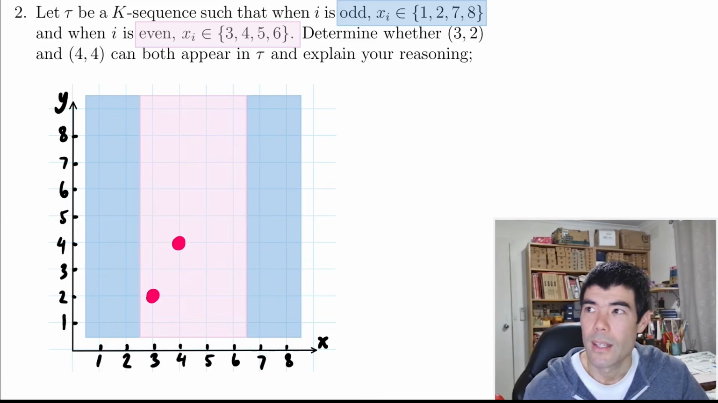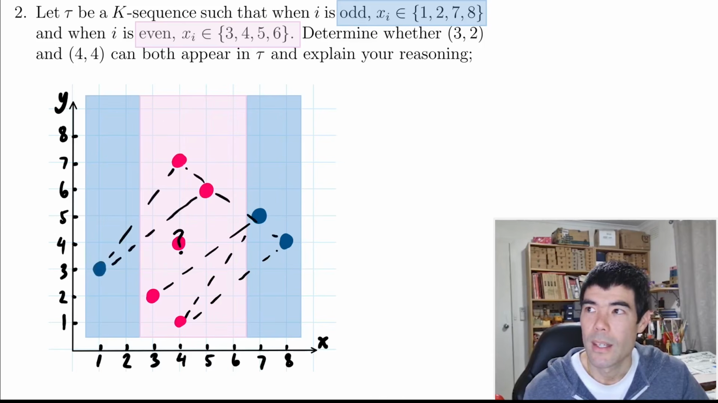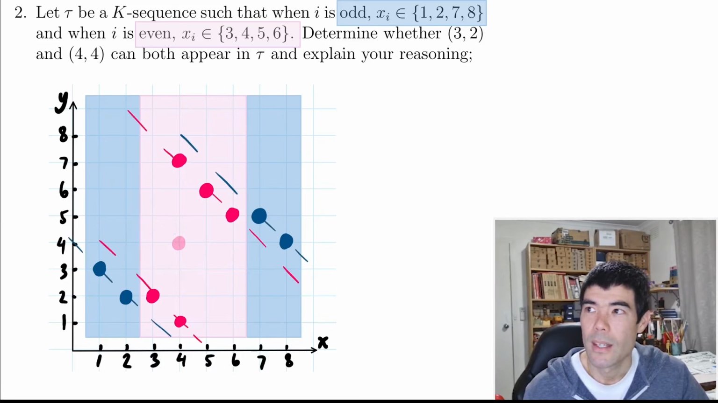If we start from (3, 2) and try to make a sequence that joins to (4, 4), from (3, 2) we can go to (7, 5), from (7, 5) we can go back to (3, 8), but then we're kind of stuck, so try something else. We can go back to (4, 1), keep going. What we start to notice is a pattern in the positions of the blue and pink points. They always seem to be lying on alternating diagonals. And it is always going to be the case.